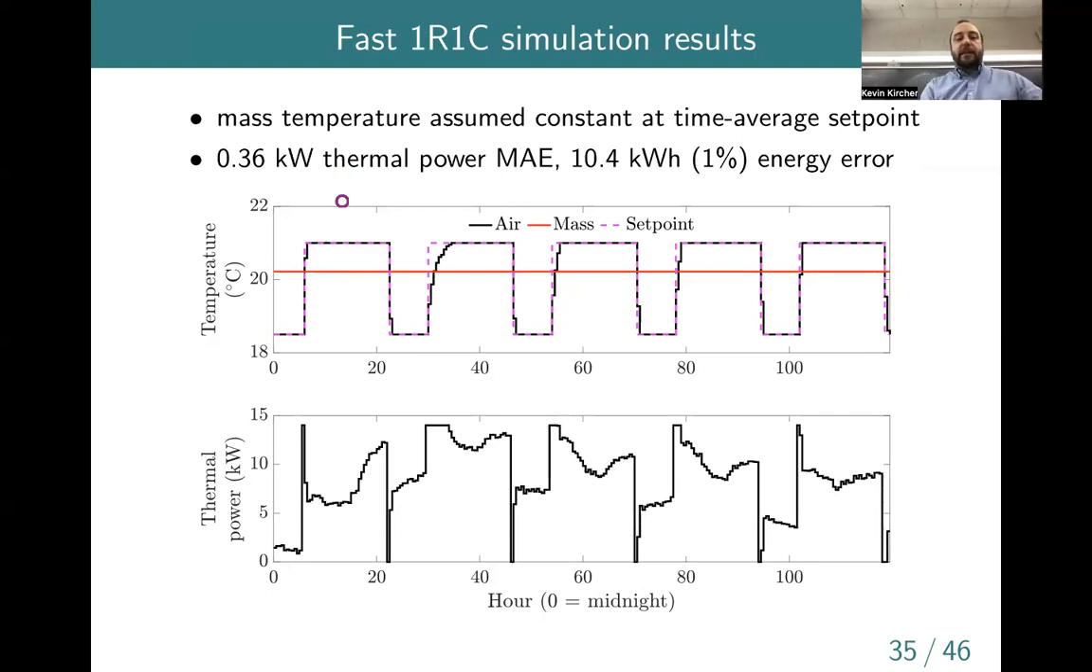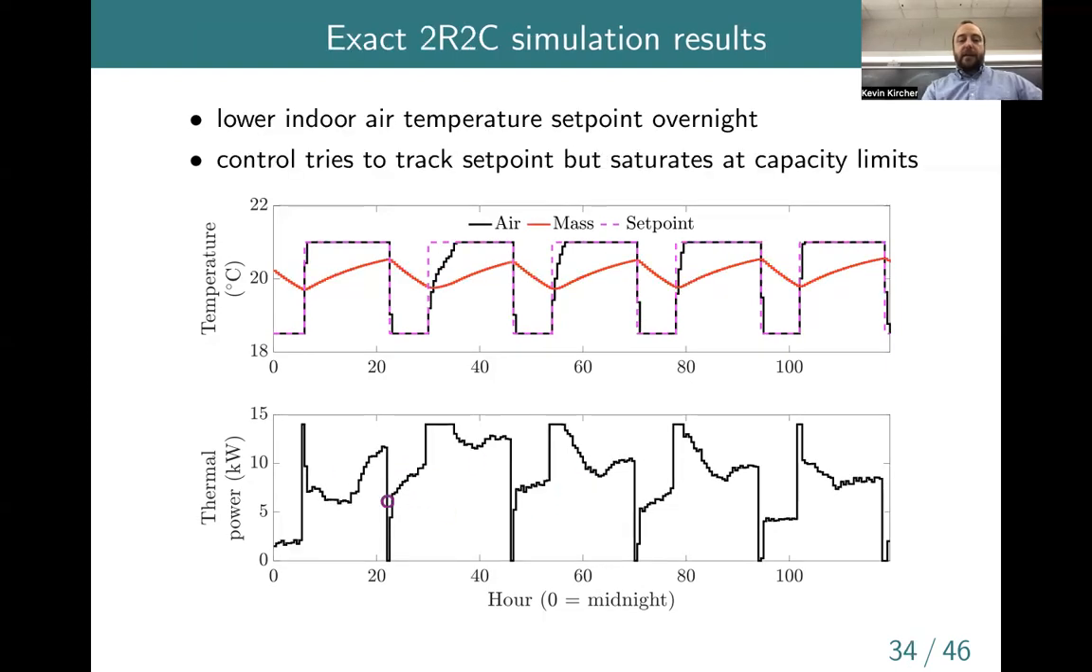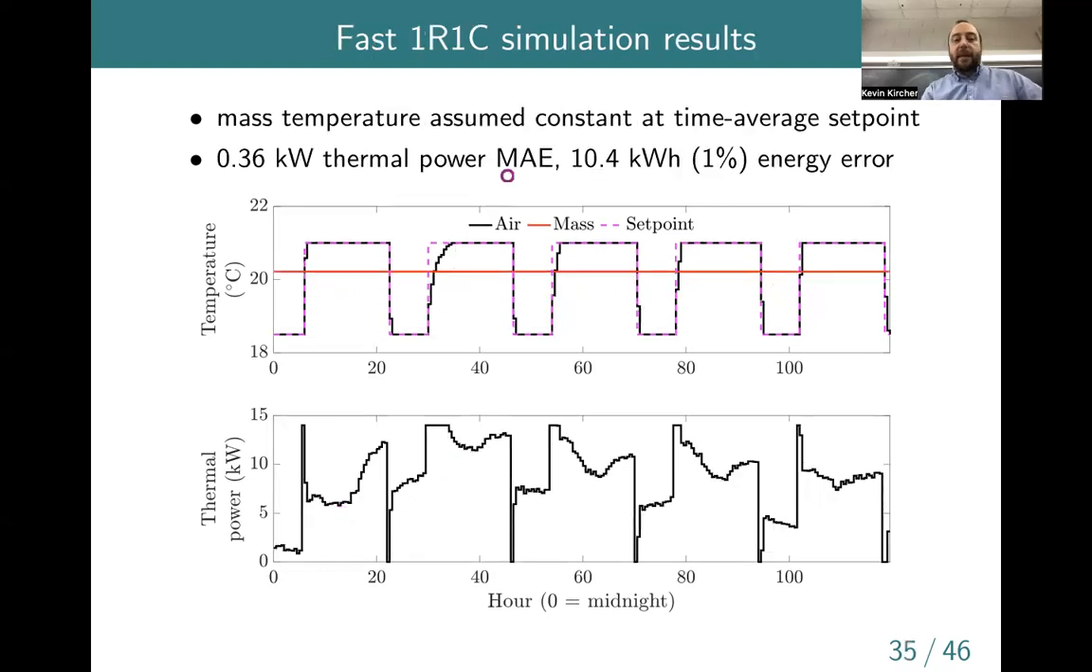Then we calculate the error between the approximate black curve here and the actual curve from the true 2R2C model. The MAE, which stands for mean absolute error, means you take the absolute value of the difference between the two curves and then average that absolute value over time. It ends up being 0.36 kilowatts. The mean of this signal is about 6 kilowatts, so that's, whatever that is, 5% error or something like that. Less than that, I guess.